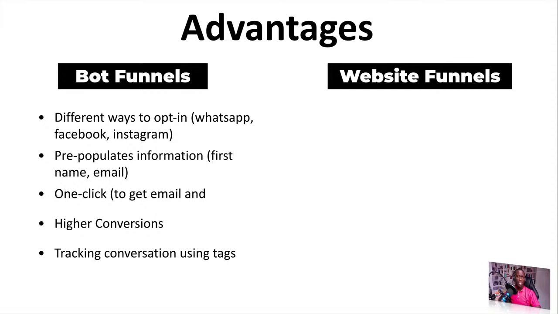On the other side, whenever somebody interacts with the chatbot, it's going to pre-populate information. What do I mean by that? It's going to pre-populate their first name, it's going to pre-populate their email address, so they don't need to type in, they just need to confirm by hitting a button like yes or no, and then move to the next step. And another thing is, as you can see here, you have a one click to get the email and the phone number. I think I forgot to put it there.